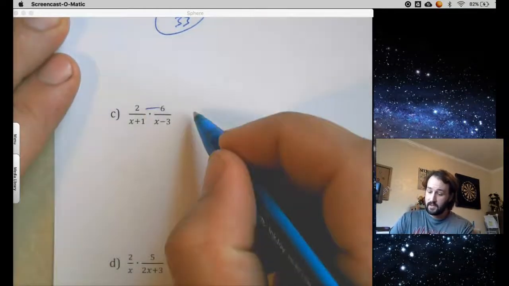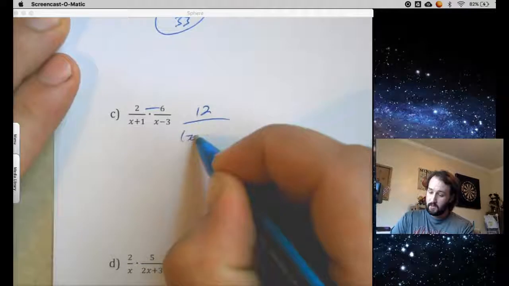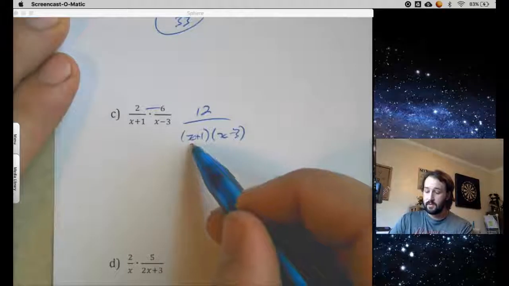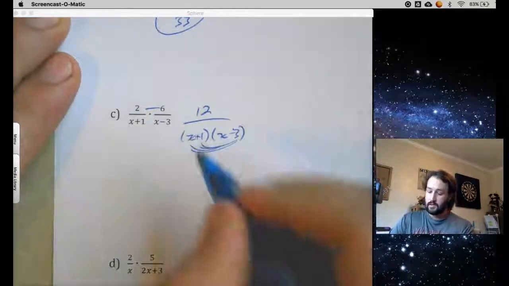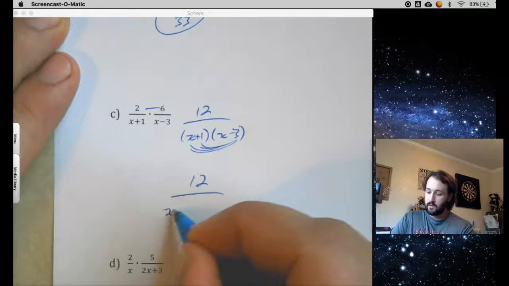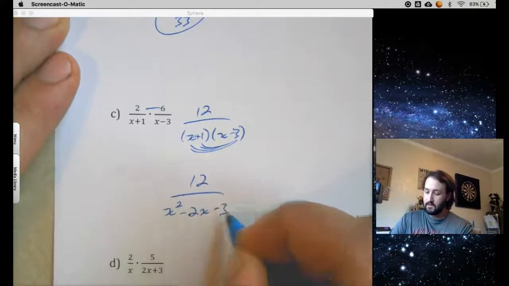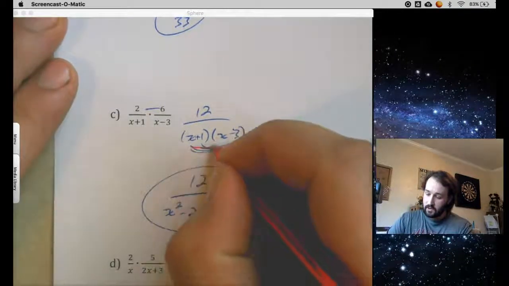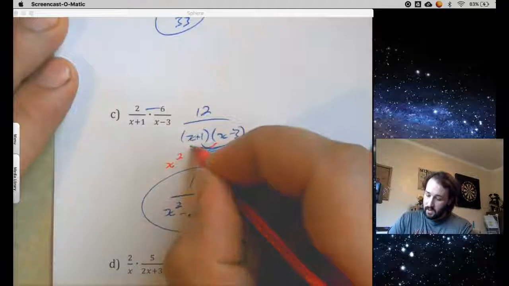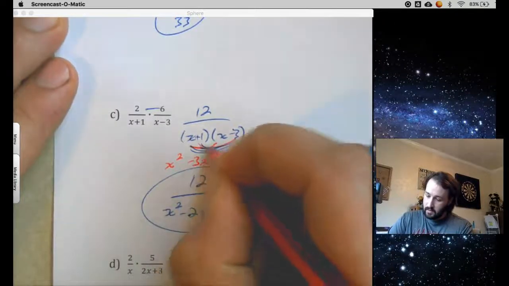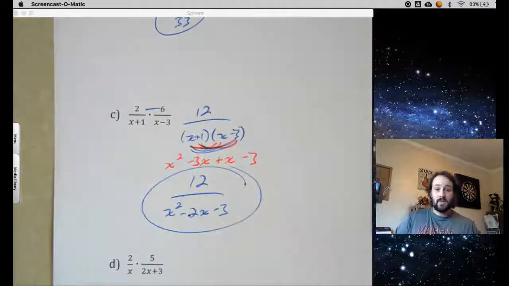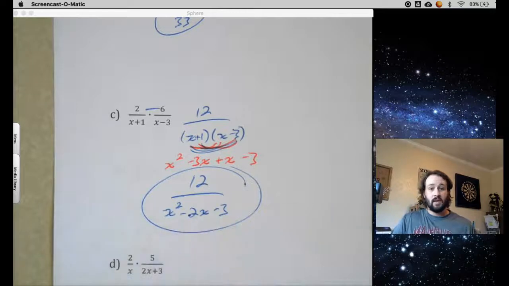We have 2 times 6, which is 12, over x plus 1 times x minus 3. Another thing Apex will also do is distribute this so that you will come up with 12 over x squared minus 2x minus 3. That is how they will write their solution. If you're curious where I got that from, remember, we are doing x squared and then minus 3x and then plus x and then minus 3. Then combine like terms and that'll get you the x squared minus 2x minus 3. Nothing simplifies there, so that's all I'm going to do with it.